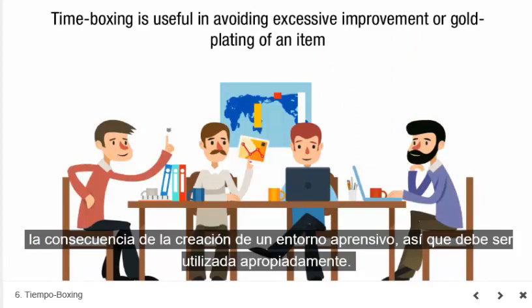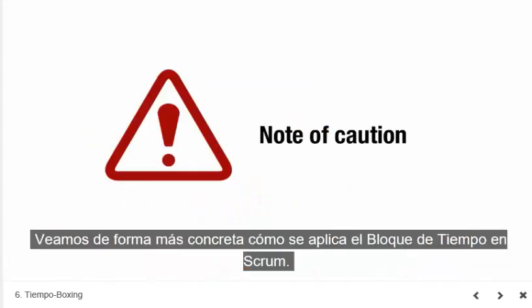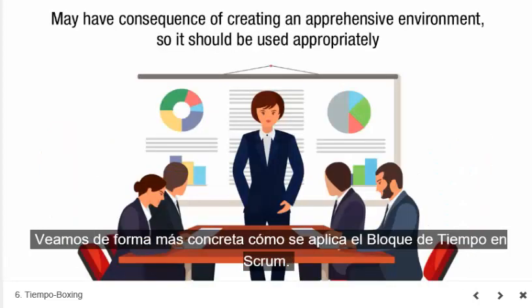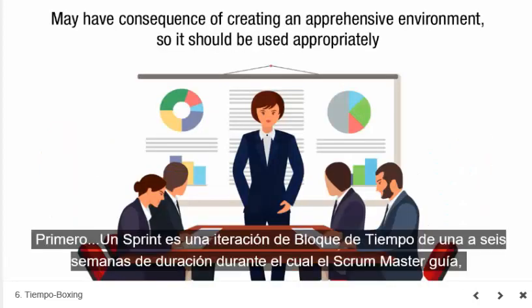Time boxing is also useful in avoiding excess improvement or gold plating of an item. One note of caution. Arbitrary time boxing can lead to demotivation of the team and may have the consequence of creating an apprehensive environment, so it should be used appropriately.